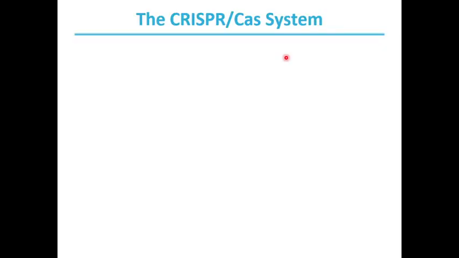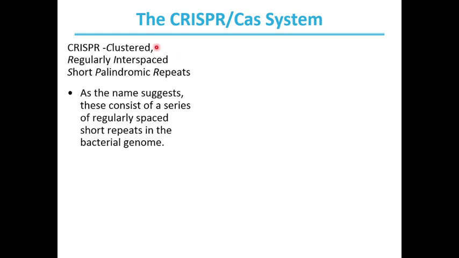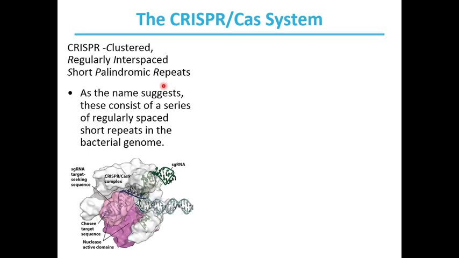The CRISPR-Cas system was originally discovered in bacteria. CRISPR stands for Clustered Regularly Interspaced Short Palindromic Repeats. And as the name suggests, these consist of a series of regularly spaced short repeats in the bacterial genome. And as you can see, this is the structure of a CRISPR-Cas9 complex. A Cas or CRISPR-associated protein is a nuclease, which means that it can cut nucleotides.